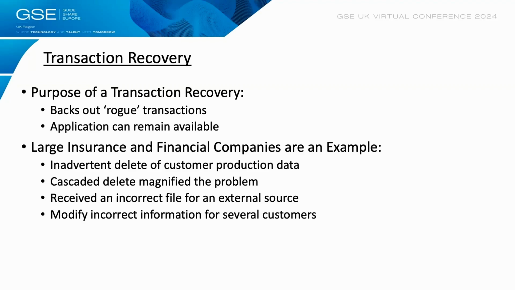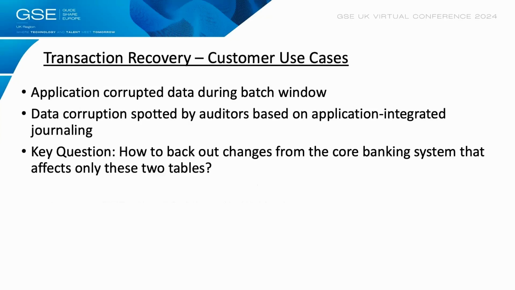And then they've received an incorrect file from an external source. I've seen that quite a few times coming through. And they've modified incorrect information. And people have been sent stuff that they really shouldn't have or shouldn't see because they've put the address wrong, for example. So again, there's lots of reasons why you would want to.